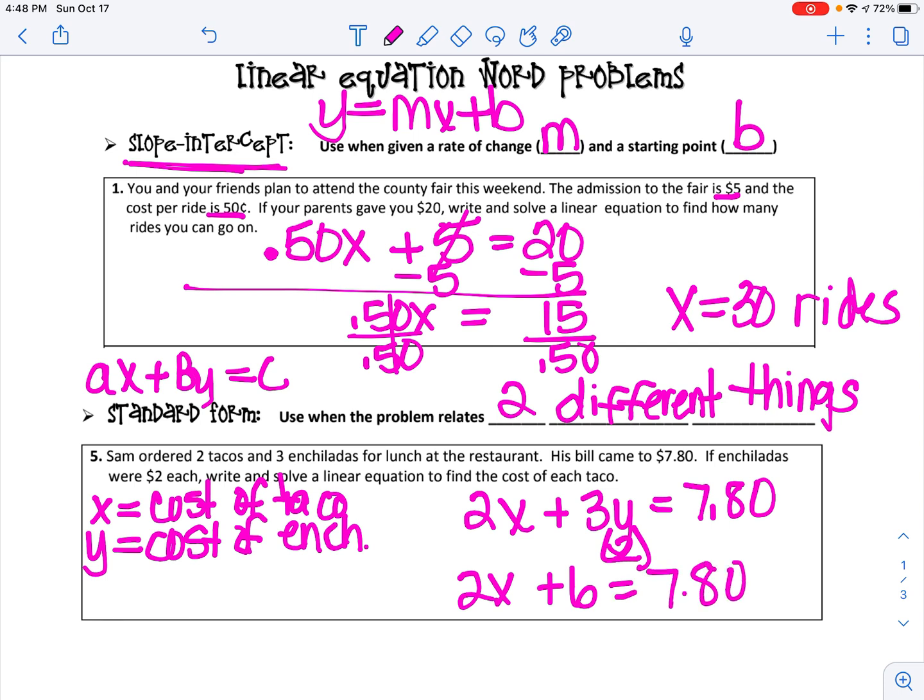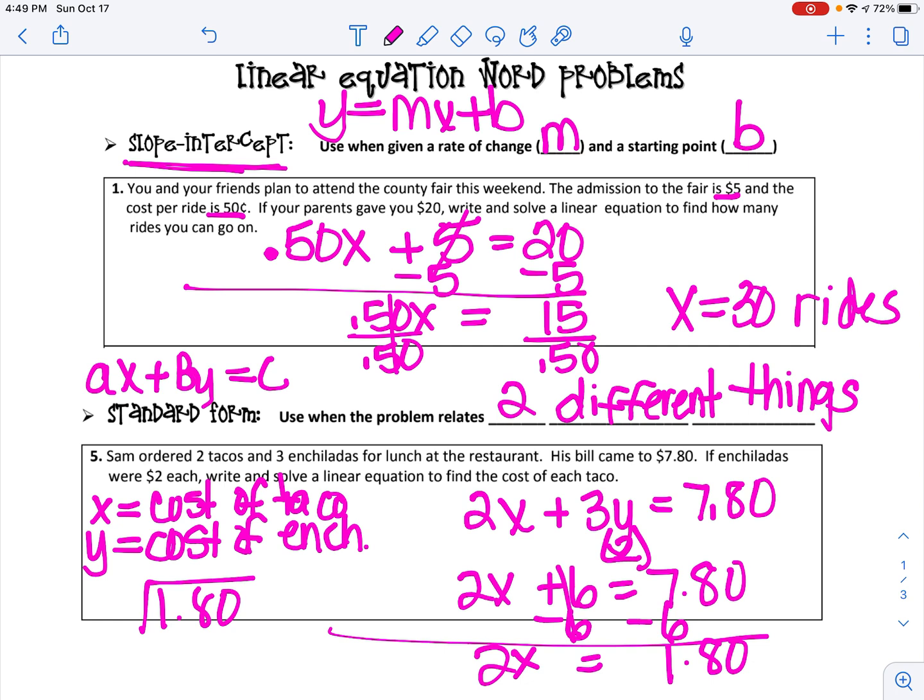And now I'm going to solve for x to find the cost of each taco. So I'm going to subtract 6 from $7.80, which is $1.80. And then I'm going to take that $1.80 and divide by 2, which gives me 90 cents. So each taco was 90 cents each.